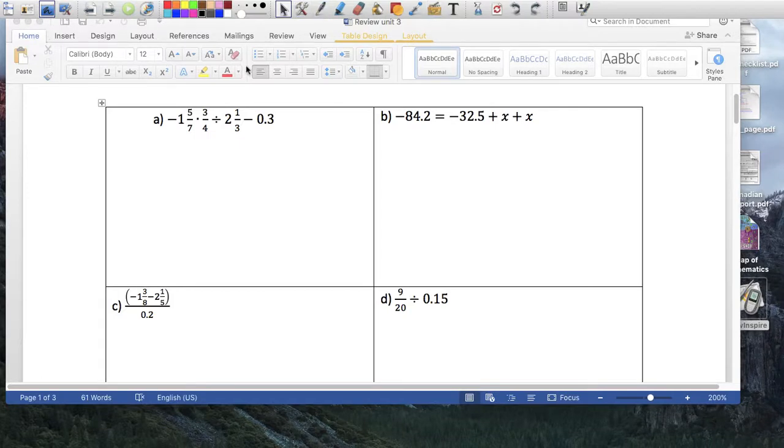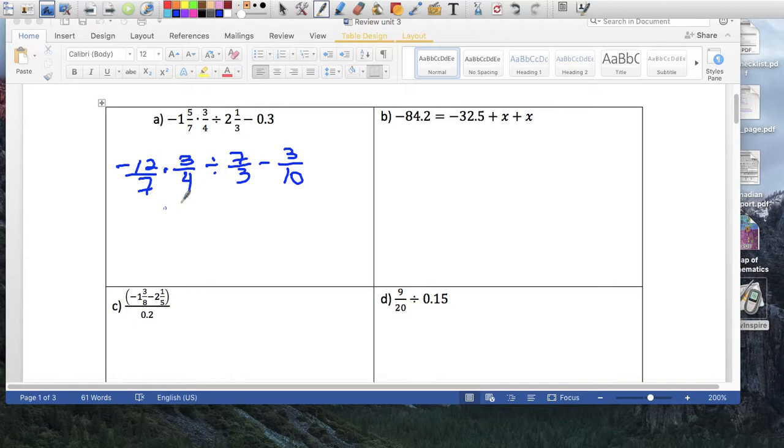First one. We have a lot of things going on here, so we're going to multiply, we're going to divide, and we're going to subtract. So let's start changing what we can. 7 times 1 is 7, plus 5 is 12, so you get negative 12 over 7, times 3 over 4, and then we're going to divide that by 3 times 2 is 6, plus 1 is 7 over 3. So I'm just changing everything to fractions, and 0.3 as a fraction is 3 over 10.